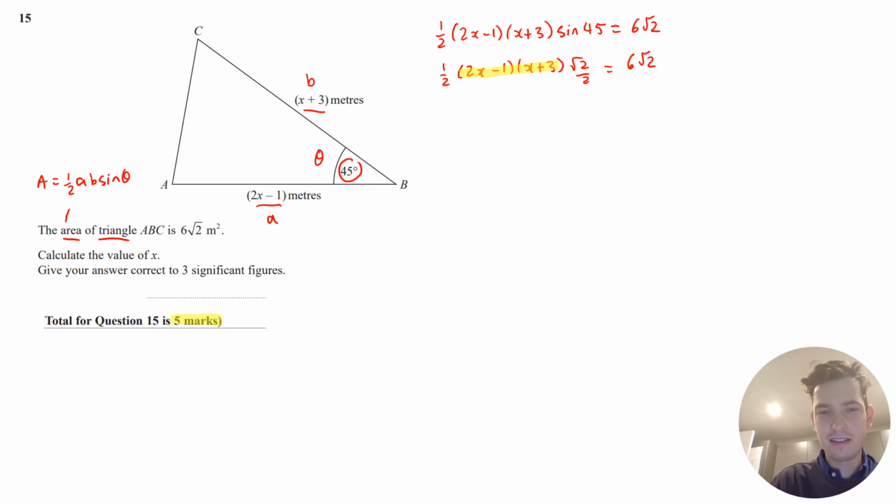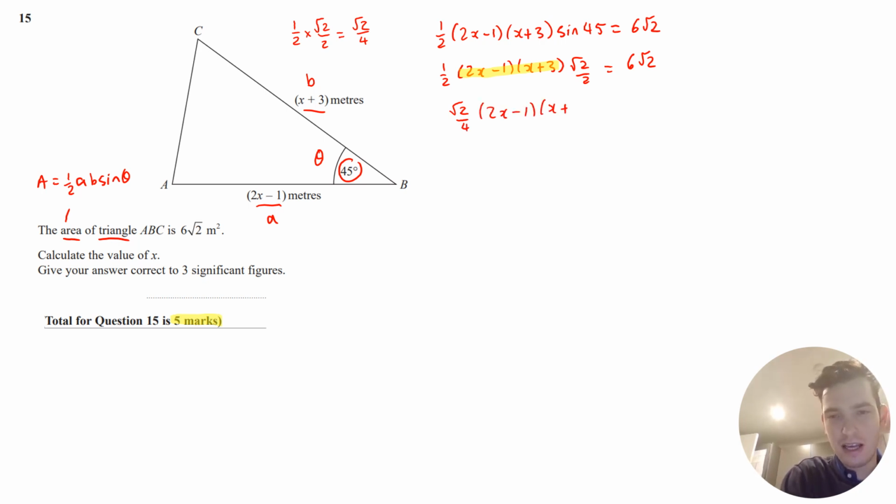So before I do anything, let's get rid of my denominator. So if I have a look at the half, and I multiply that by root 2 over 2, that is root 2 over 4. So I'm going to rewrite this as root 2 over 4, then bracket 2x minus 1, x plus 3 equals 6 root 2. And now I've got 4 in the denominator, so let's get rid of that. I'm going to multiply by 4 on both sides. So I've got root 2, 2x minus 1, x plus 3, and 6 times 4, so 24 root 2.